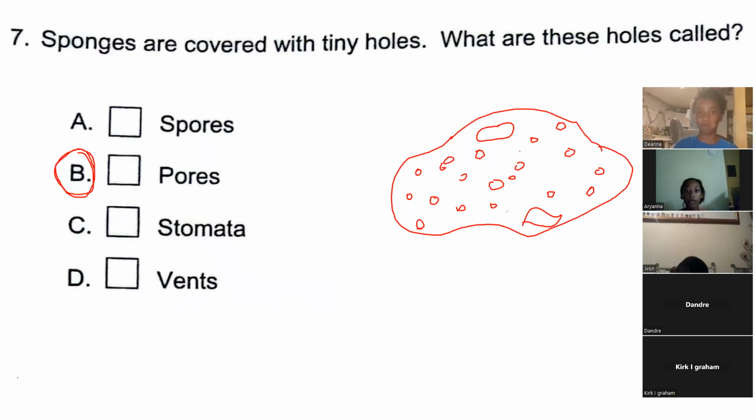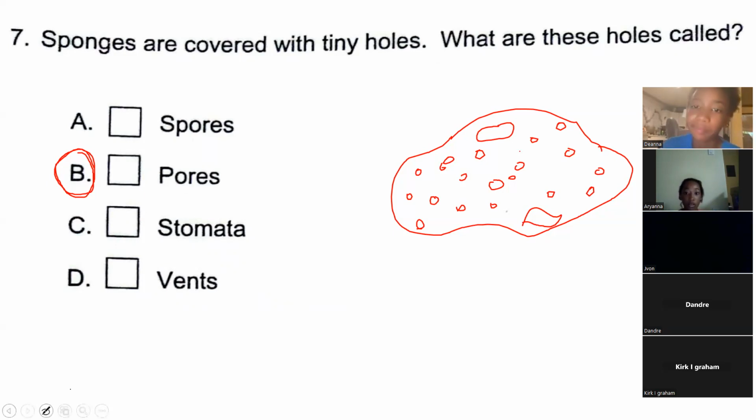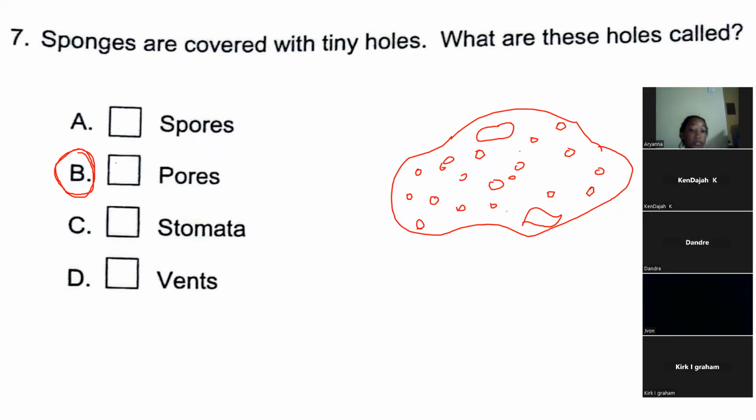Sponges are covered with tiny holes. What are these holes called? A. Spores. B. Pores. C. Stomata. D. Vent. Very good. The answer is B. Pores. Pores, very good. So the tiny holes that cover sponges are pores. B, pores.